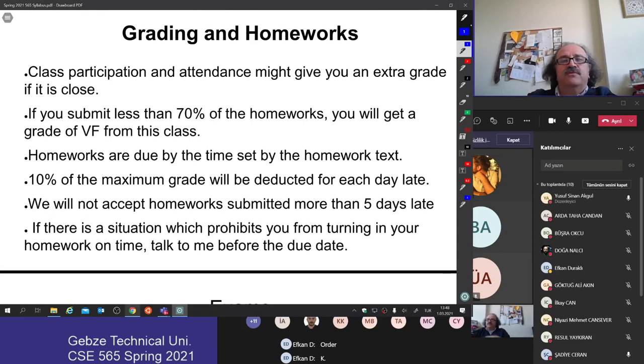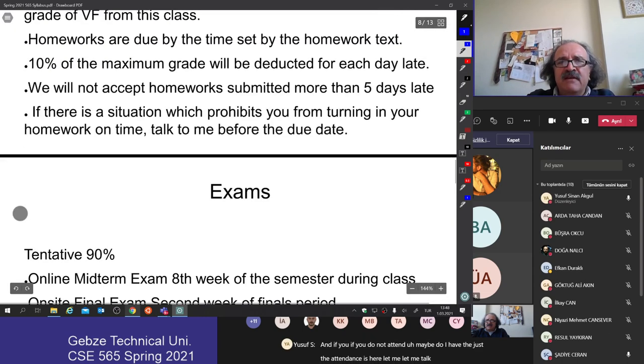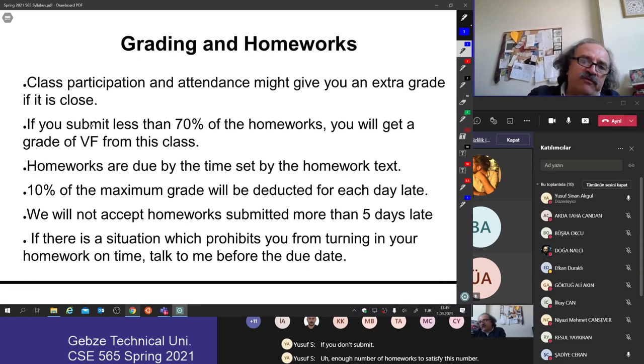Okay, grading and homeworks. Of course, you need to attend all the classes. That's the university regulations. Let me talk about the attendance later. First, let's talk about the grading and homeworks. I think I will assign 4 or 5 homeworks in this class, and you need to complete at least 70% of them. If you don't submit enough homeworks to satisfy this number, you will get a grade of VF from this course.